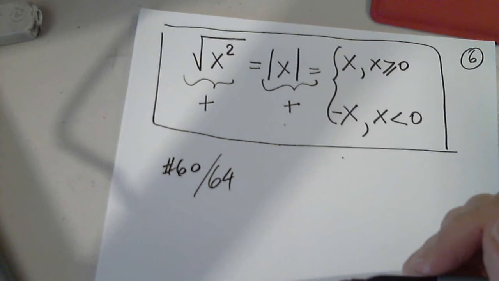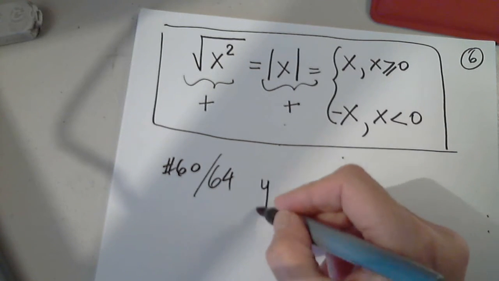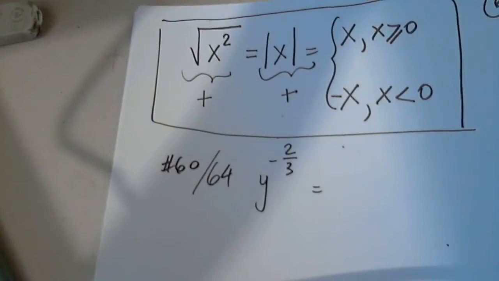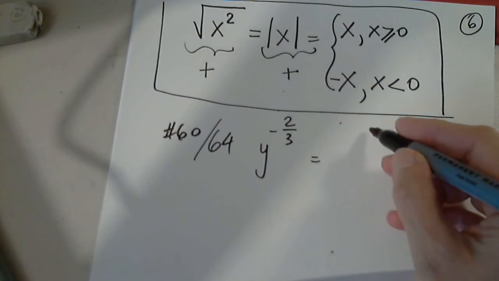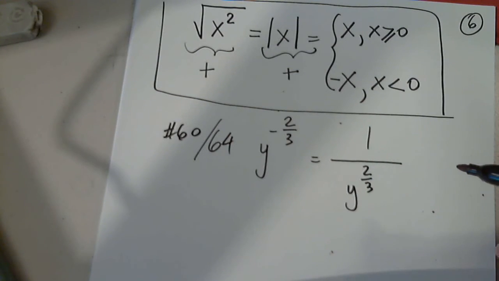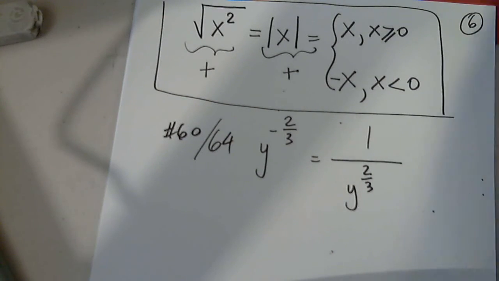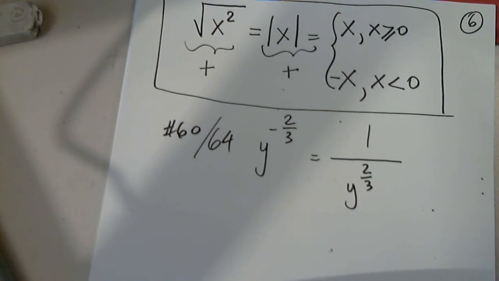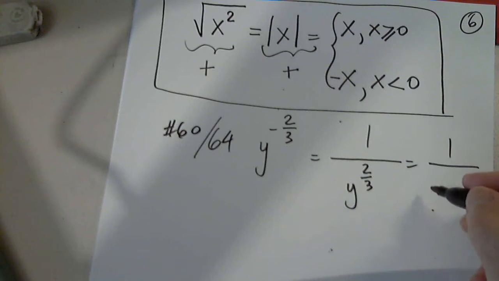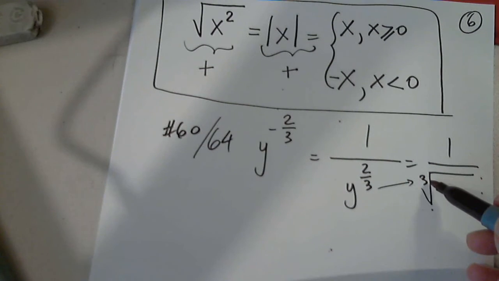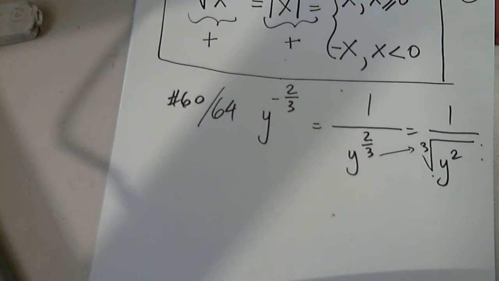On 64, and we have y raised to negative 2/3. They say write it as a radical. Fine. This must be 1 over y to 2/3 by the negative power rule, this one. And then I can change it back into a radical as the cube root. The denominator is always the index, and the power, the numerator, is always the power.